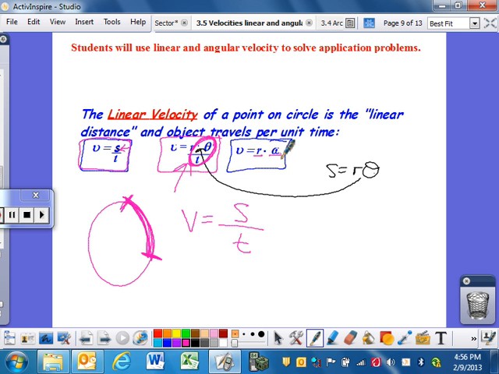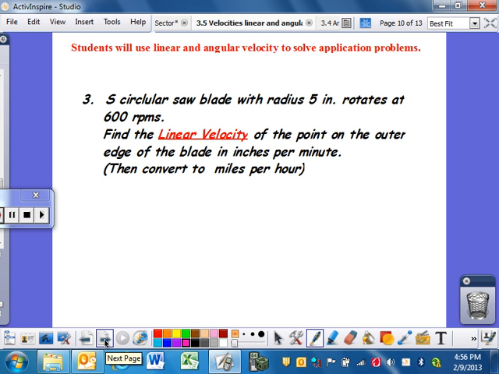The reason this gets difficult is there's so many different ways that I can give you the problem, or the book can give you the problem, that you gotta really grasp this understanding to figure out which formula would be best suited for each specific problem. So let's just go look at an example and let's see if we can talk it out. So we have a circular saw blade. Radius is 5 inches. Okay, so that's important. Rotates at 600 revolutions per minute. And it says find the linear velocity of the point on the outer edge of the blade in inches per minute.